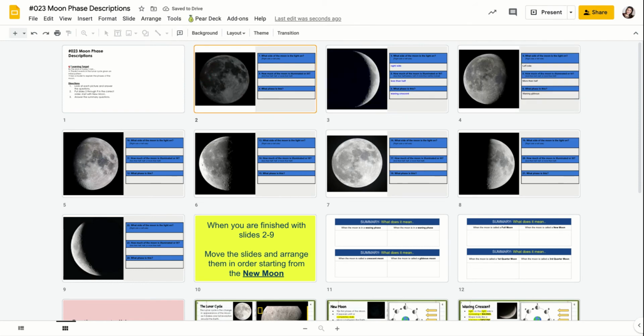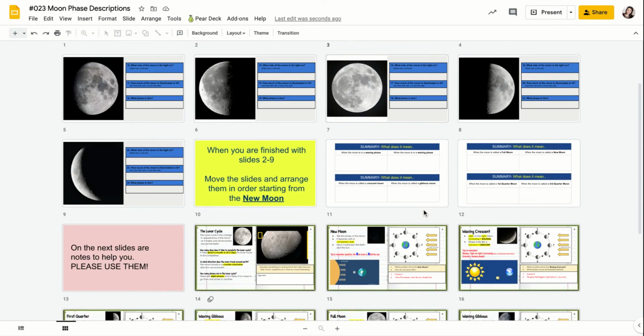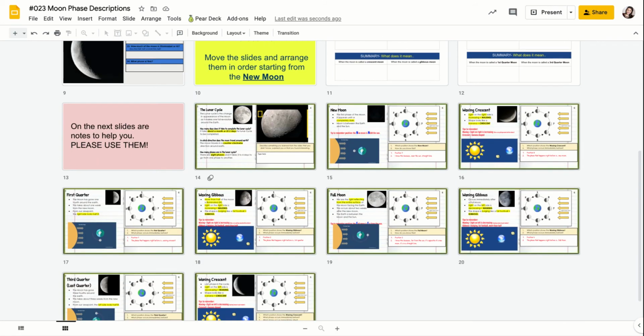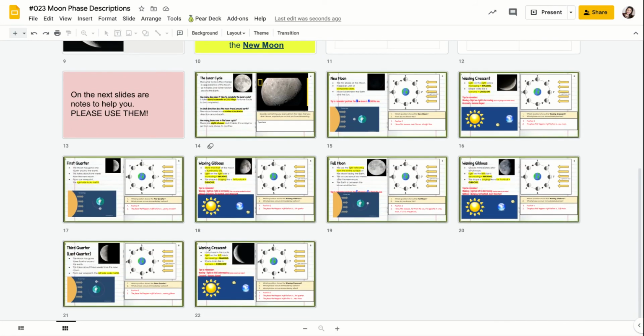Okay. And then after new moon, we have waxing crescent. So that's perfect. And then after waxing crescent, we have first quarter. So you're going to find the first quarter moon and you're going to drag it next. So you're going to drag these in order. Now, don't worry. I did provide your notes. So if you need notes to help you, they're here. All right.